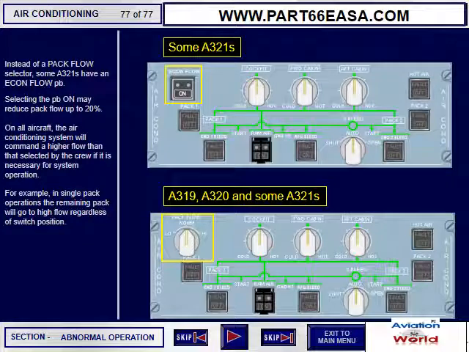Instead of a pack flow selector, some A321s have an Econ flow push button. Selecting the push button on may reduce pack flow up to 20%. On all aircraft, the air conditioning system will command a higher flow than that selected by the crew if it is necessary for system operation. For example, in a single pack operation, the remaining pack will go to high flow regardless of switch position.